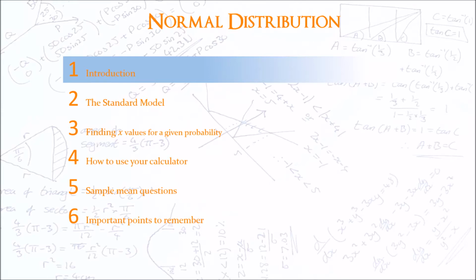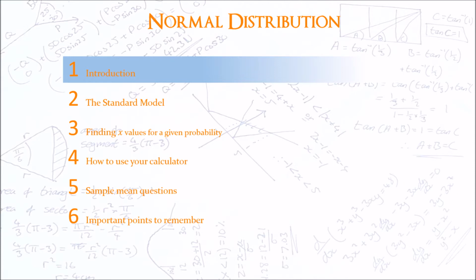Statistical distributions are used to model and predict the probability of a given event in a certain situation. Different distributions apply in different scenarios, and in S1 we're going to cover two of these, the binomial distribution and, in this video, the normal distribution.